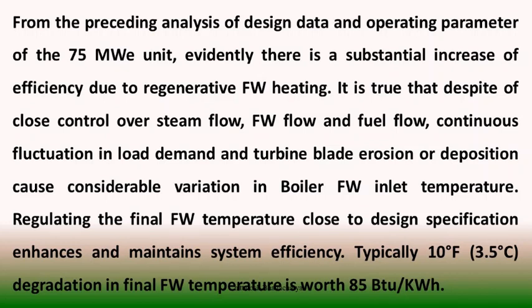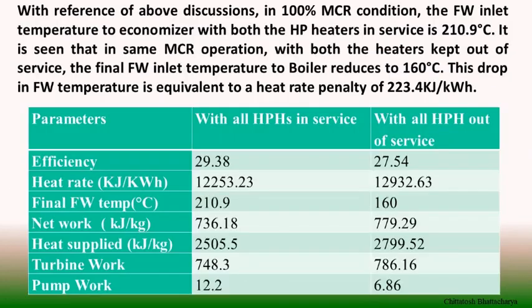So the final feed water temperature we need to have at the inlet of the boiler should be very close to the design specification, and the closer it is to the design feed water inlet temperature at the boiler, the better the efficiency of the system. Typically a 10 degree Fahrenheit or 3.5 degree centigrade degradation in final feed water temperature at the boiler inlet is costing around 85 British thermal unit per kilowatt of energy input.